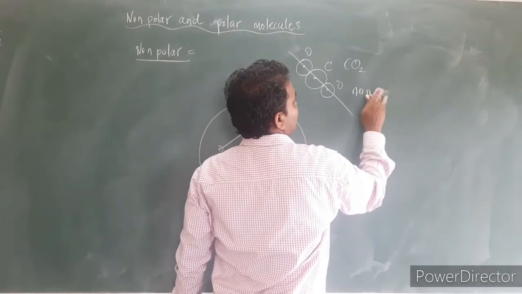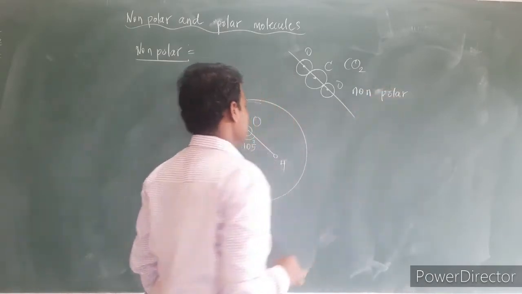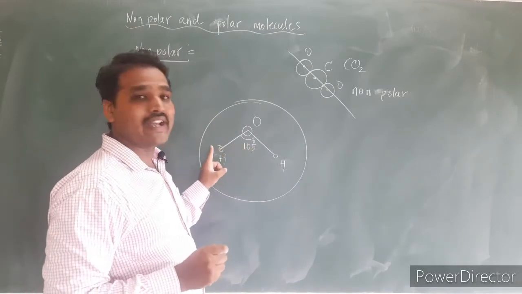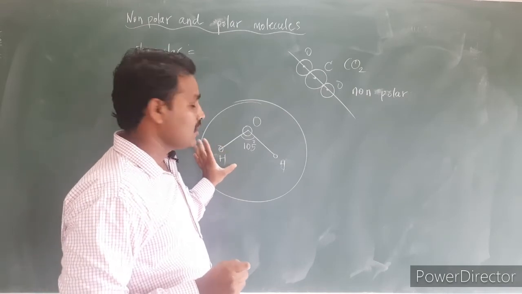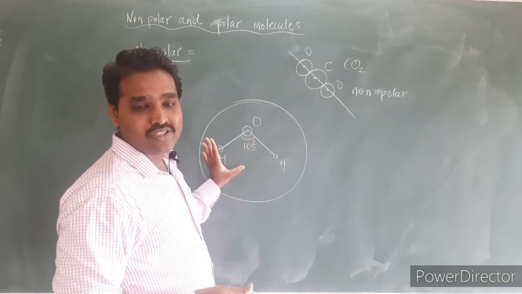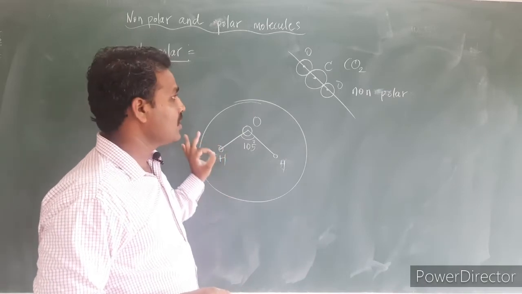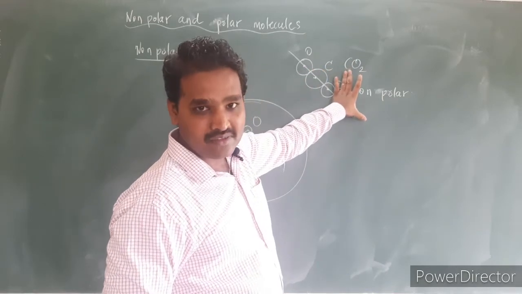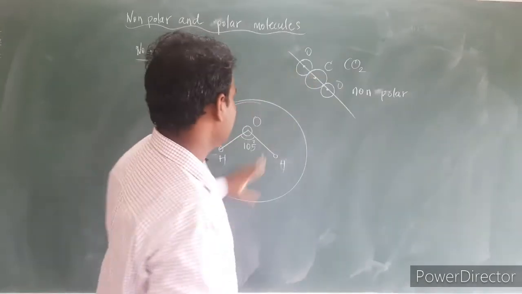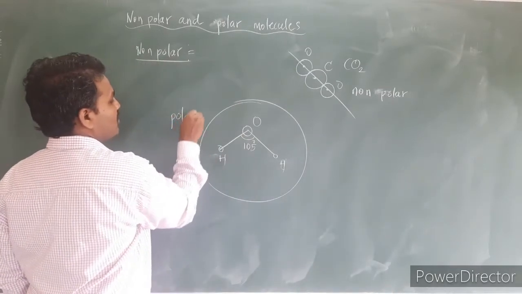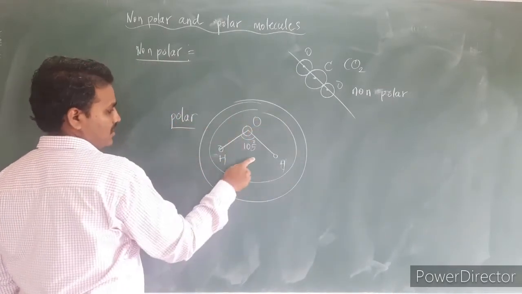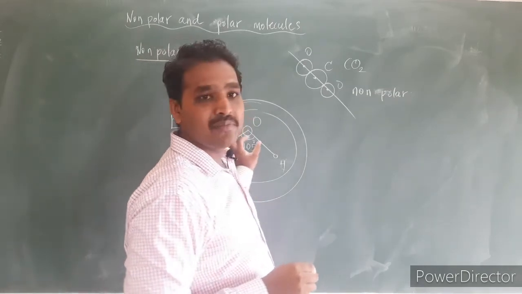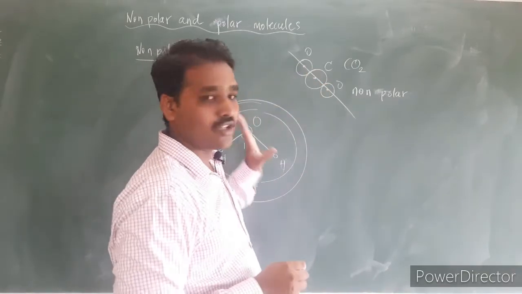Okay, so those are called non-polar molecules, and the molecules in which the net centers of the positive and the negative charges do not coincide are called polar molecules. The water molecule is the best example for polar molecules. For non-polar molecules, we have the examples of carbon dioxide, oxygen, and hydrogen, and for polar molecules, we have the examples of the water molecule and HCl. Okay, so this is the basic meaning of non-polar and polar molecules.